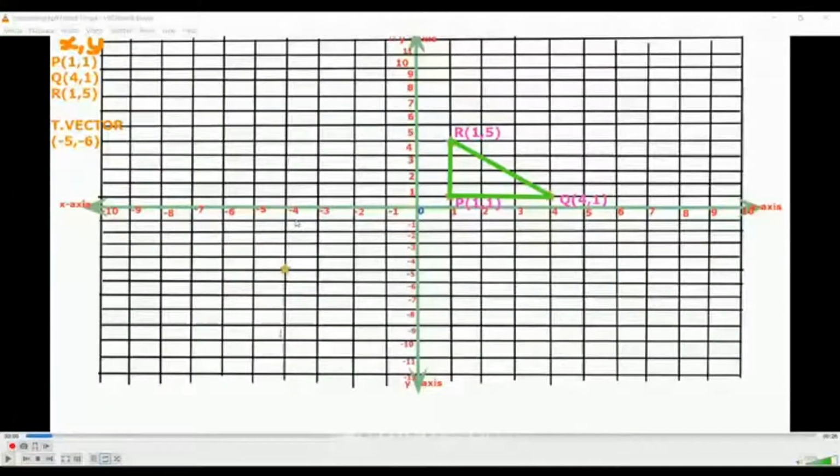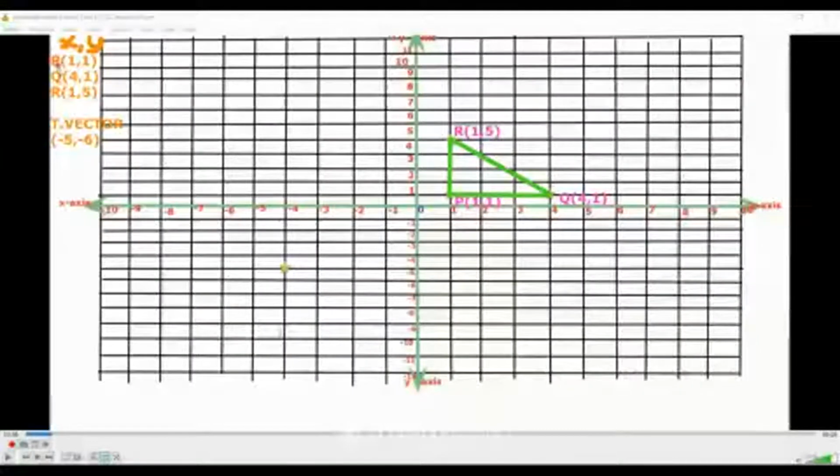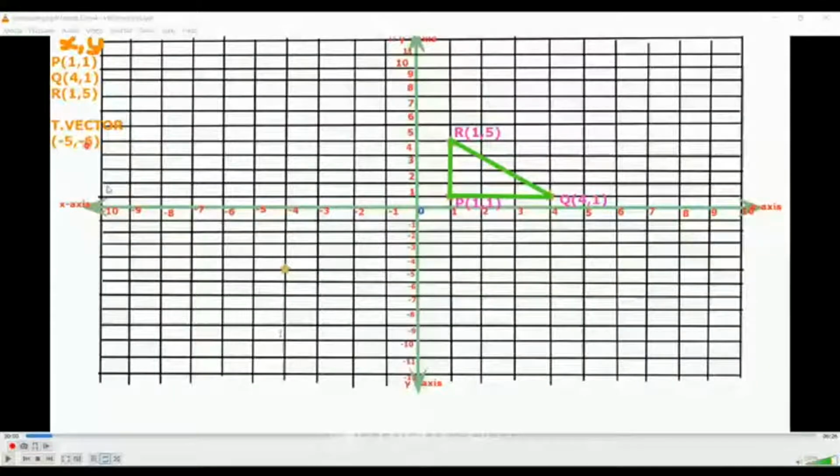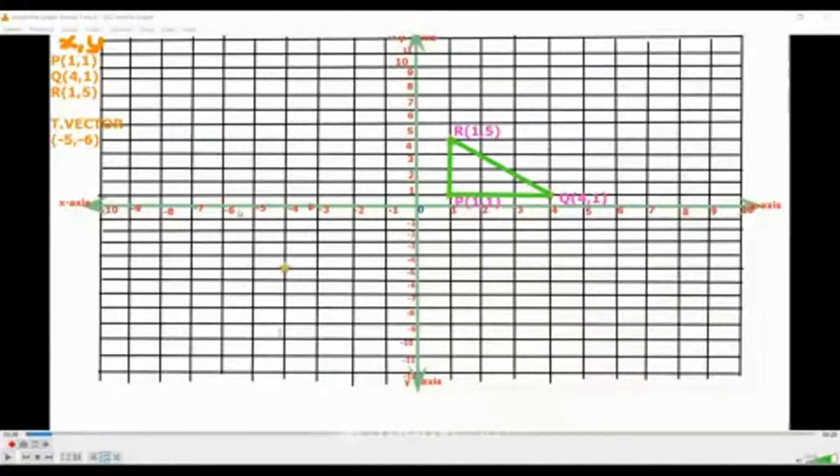Okay, let's count again. The point P is going to move by 5 left on the negative side, and 6 down. So the negative side here is 5. So 5 left: you count 5 to the left side and then 6 down the y axis. That is the negative side axis. The left side of the x axis contains these numbers, so it's easy for you to count.